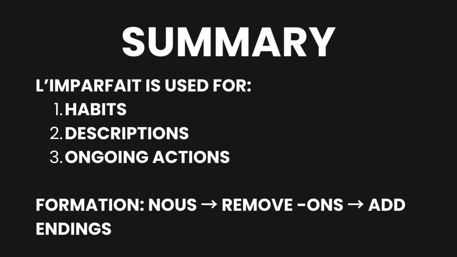Let's review. Use the imparfait for habits in the past, descriptions, and ongoing actions. To form it, take the nous form, remove ONS, add the imparfait endings, and remember the special exception, être uses the stem é accent aigu, T.